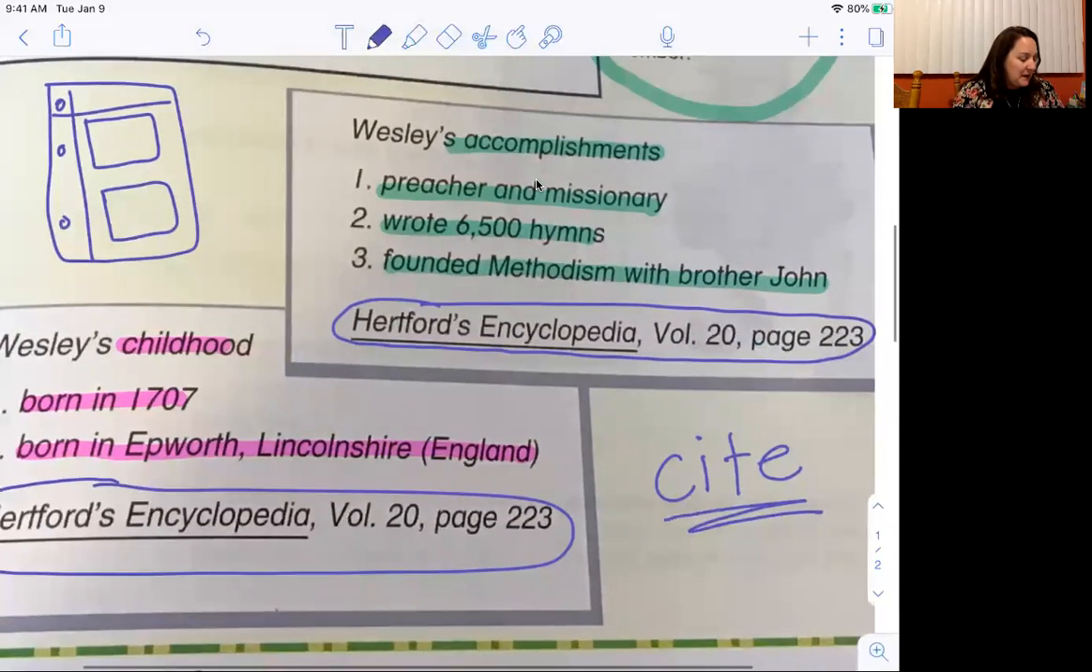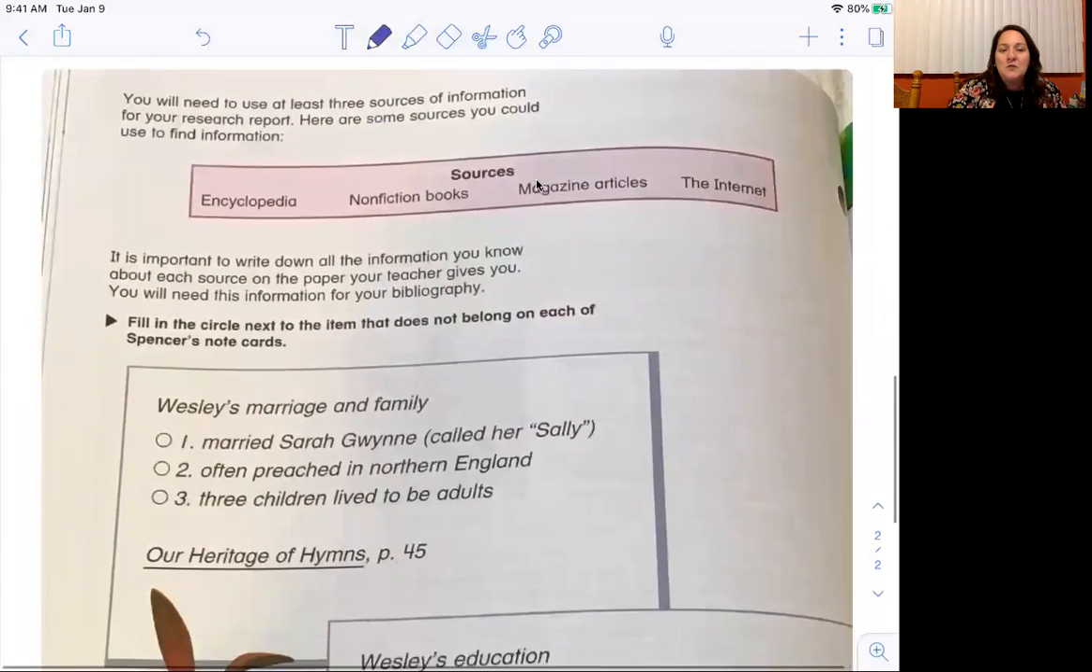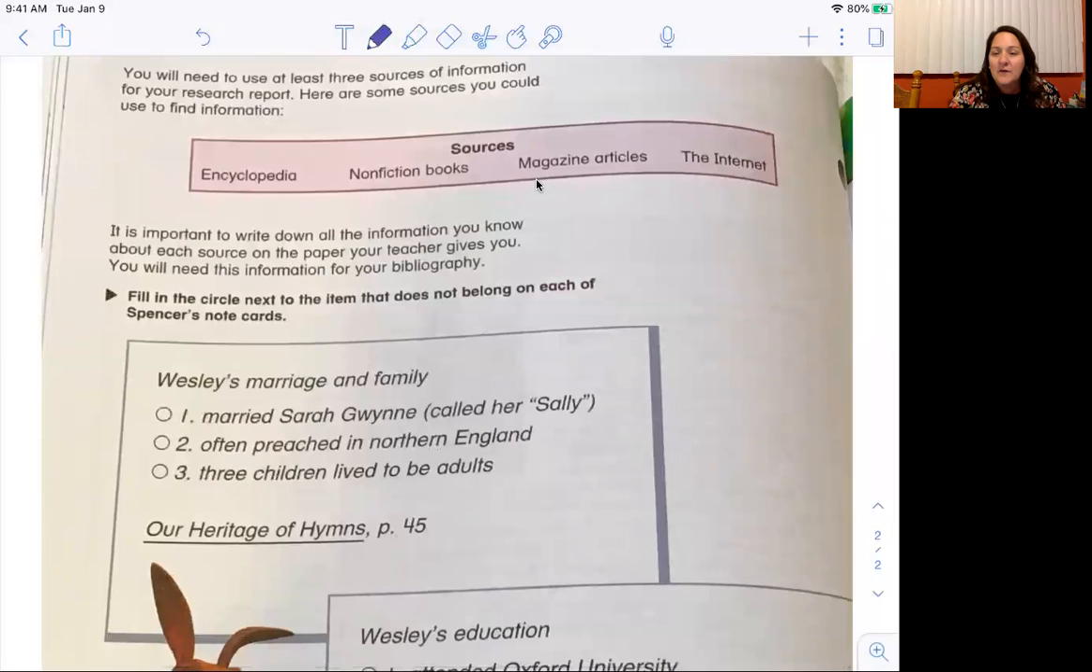So let's turn the page to page 218. And it says you will need to use at least 3 sources of information. Well, that's good. I have 3 articles. And as we go, I might find some more for us. Here are some sources you could use to find information.